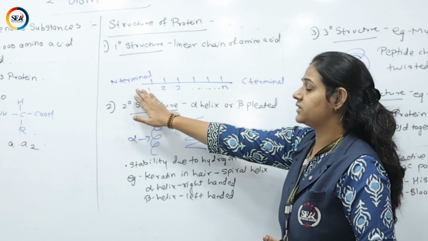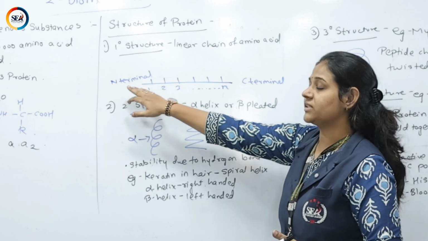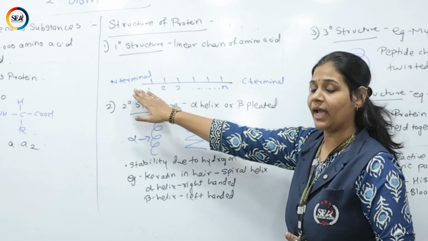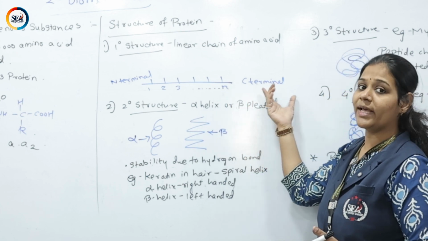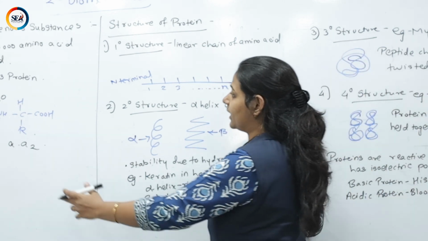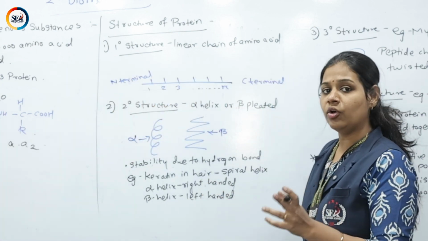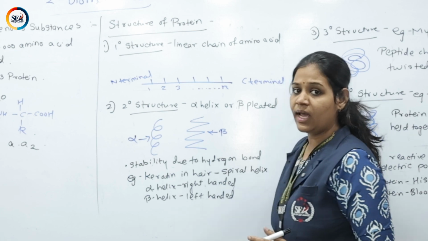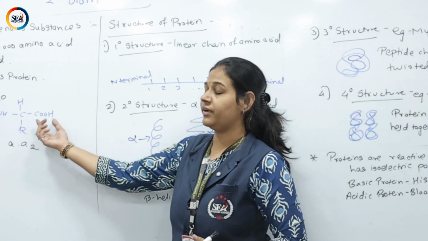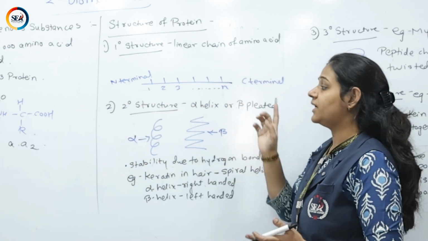The terminal where the first amino acid is found is called the N-terminal, and the terminal where the last amino acid is found is called the C-terminal, because we know that the first terminal has the NH2 group, that is the amino group, so that is called the N-terminal, and the last amino acid has the carboxylic group, so it is called the C-terminal.